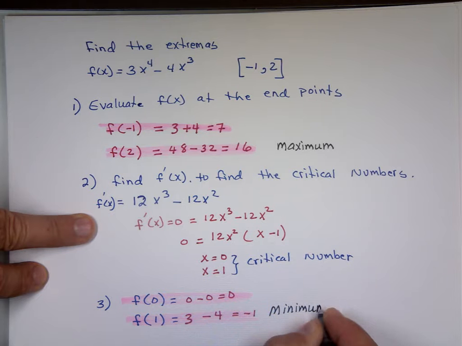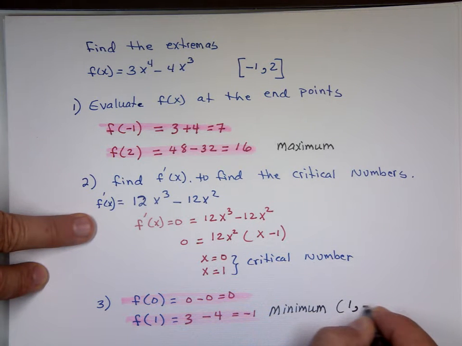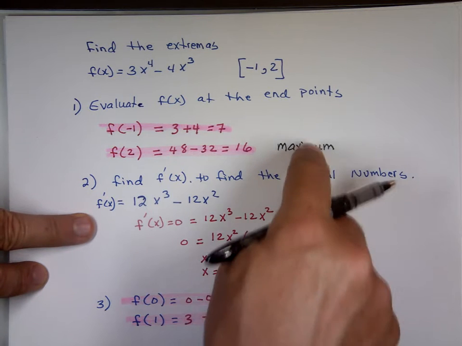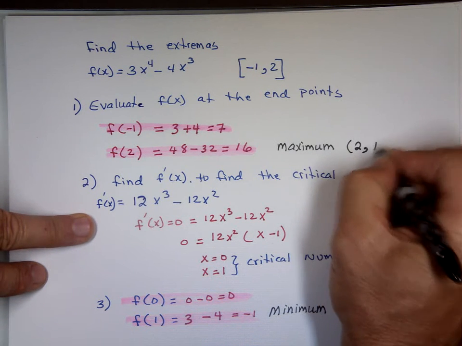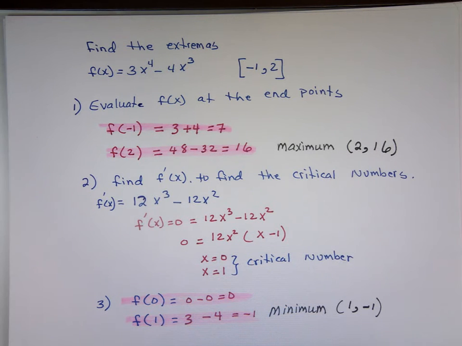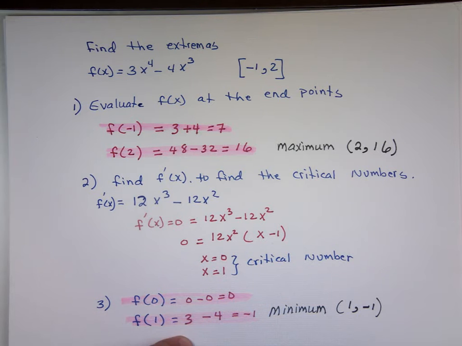So the minimum value happens at 1, and the value of that is -1. The maximum value is when x is 2 and the y value is what? 16. I don't know what the graph looks like, but I don't have to graph it to find the min and max. You test the endpoints and you find out where the derivative is 0 or undefined, and you test those points. One of them is going to be the maximum, one is going to be the minimum.